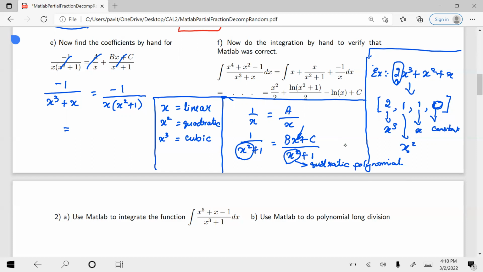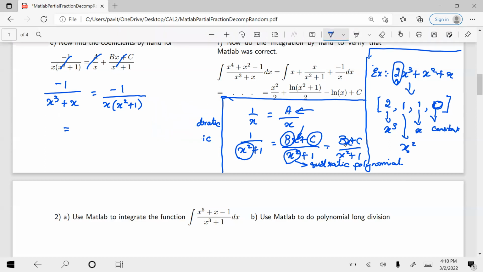Whenever you have a linear term, that is, whenever you have x, you will get only one coefficient. Whenever you have x squared, that means a power of 2, you will get 2 coefficients. We cannot write this as b plus c divided by x squared plus 1; we have to include the x term. Okay, enough with the basics. Let's get into the problem.